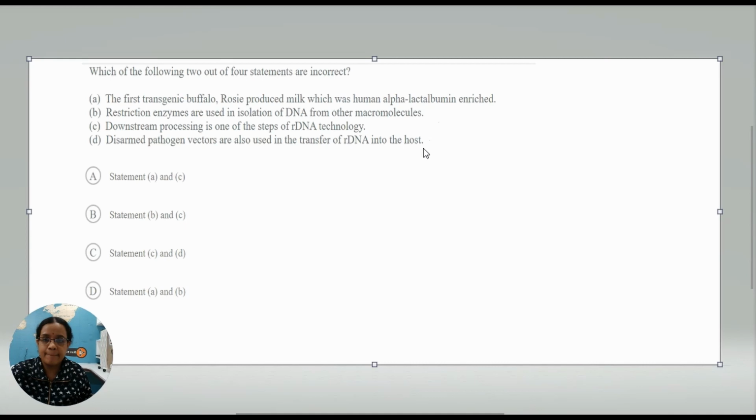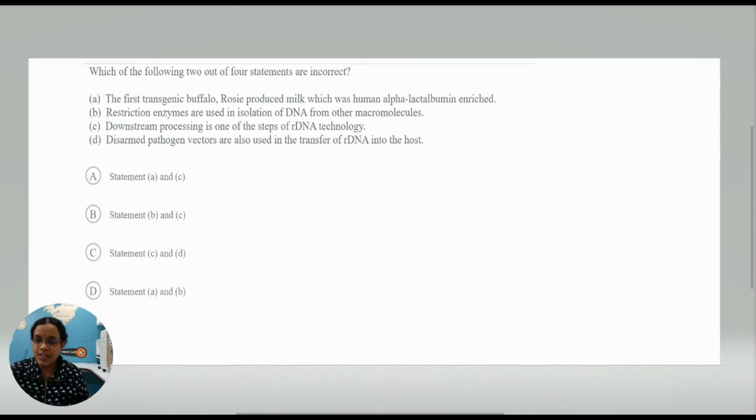Okay, so let's see which of the following two out of the four statements are incorrect. It's showing that it is incorrect. We need to focus on this. Okay, so let's read out the statements first.